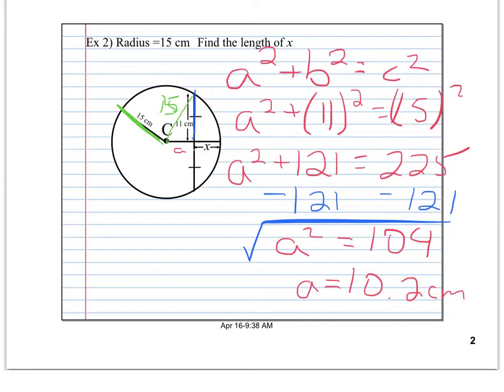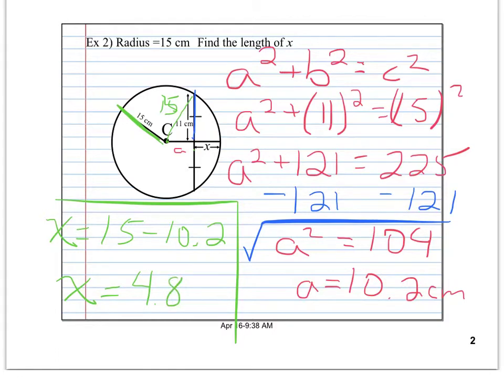centimeters. And now the last part, in order to solve for x, just take your radius of 15, subtract that length you found of 10.2, and x will equal 4.8 centimeters. So there's our answer. Again, make sure if you're still confused, you rewind this and go back to double check. Okay, next page.